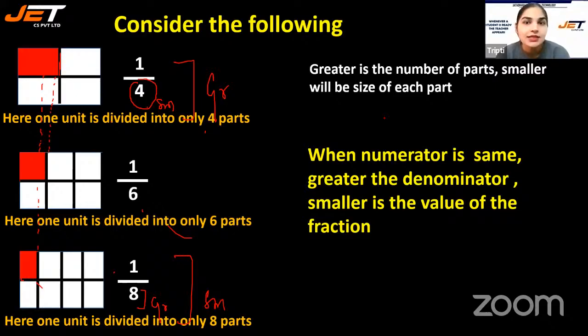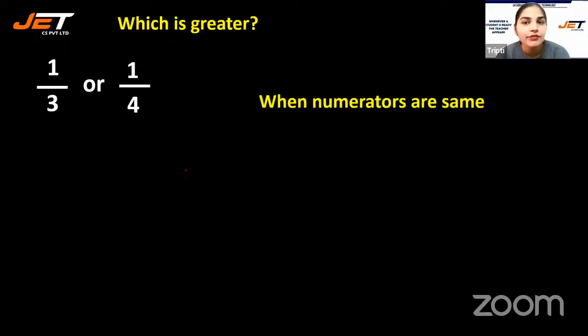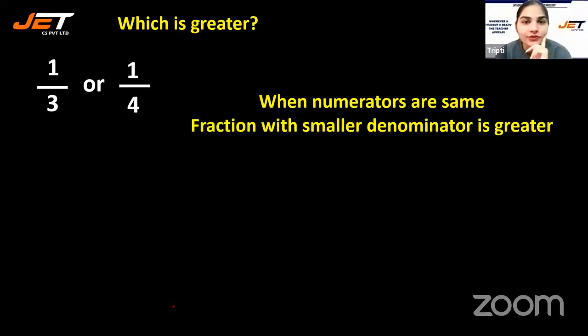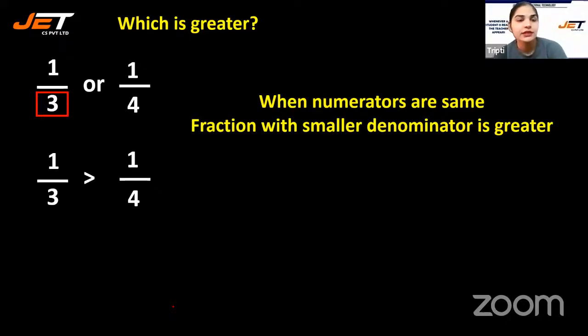Greater is the number of parts, smaller will be the size of each part. Now 1 by 3 or 1 by 4. I told you one condition. When the numerators are same, then what do we do? So when the numerators are same, greater the denominator, smaller is the fraction. Smaller the denominator, greater is the fraction. Fraction with smaller denominator is greater. Here, 1 by 3 is greater than 1 by 4. Right?